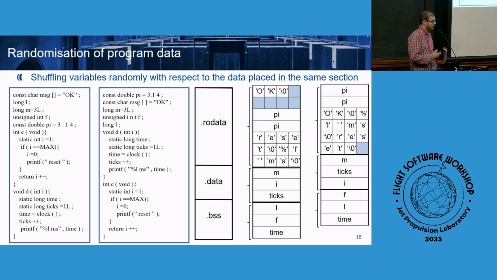Exactly the same idea can be applied to the global data. The only difference in that case is that we have to be careful because different global variables go to different sections. As we said, we have read-only data, data, and BSS. So the way that TASA works is that it first groups all the global variables that go to the same segment together, and then we perform their shuffling.